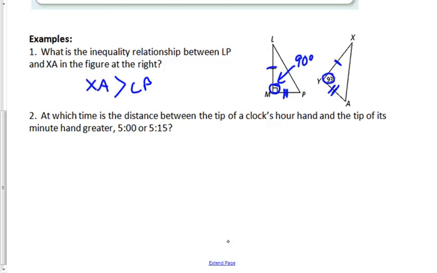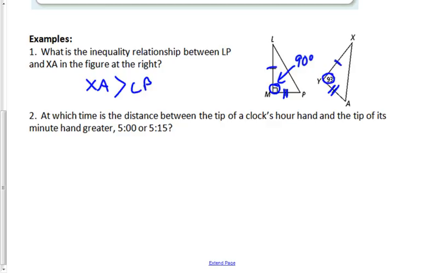All right, so let's take a look at this one. You can certainly try this one on your own first if you'd like. But it says, at which time is the distance between the tip of a clock's hour hand and the tip of its minute hand greater: 5 o'clock or 5:15? So you're going to have to know how to work a clock.